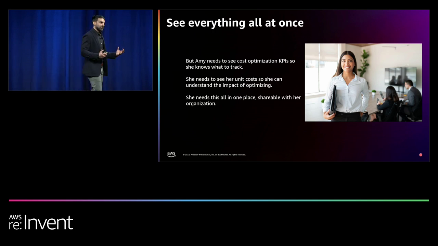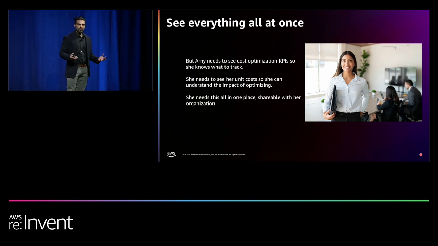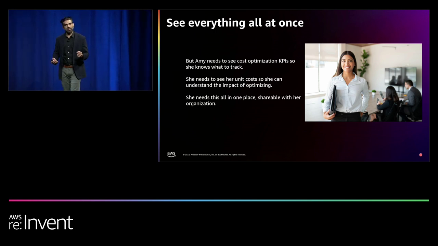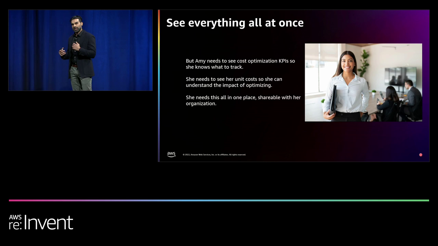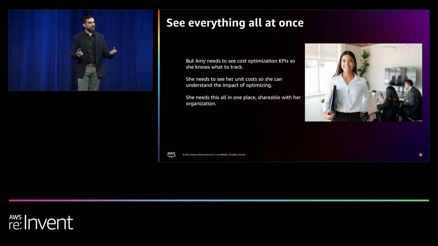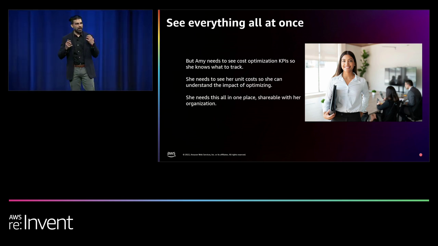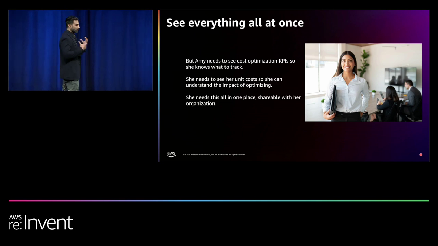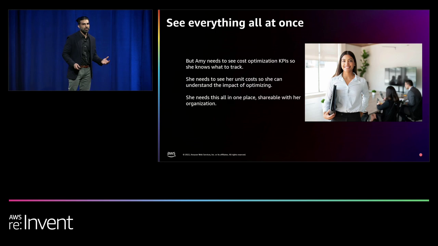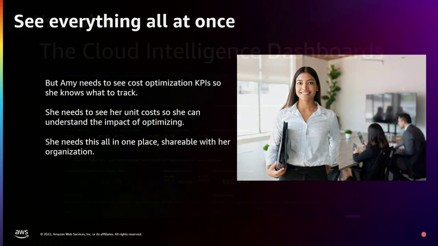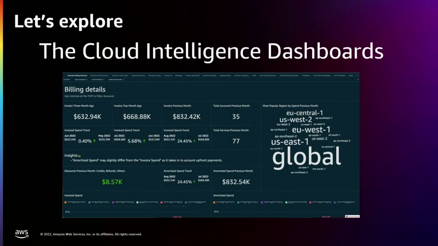So effectively, if you look at Amy's situation, she's looking for a solution that can give her a really good start right off the bat. The solution can grow with her and evolve with her use cases. And more importantly, she wants a solution that can provide unrestricted distribution capabilities so she can share those insights with the teams and stakeholders. So what can Amy do? This is why we built the Cloud Intelligence Dashboards.